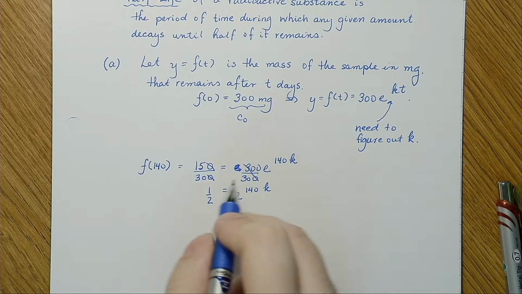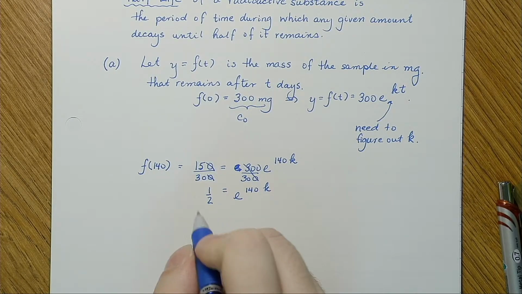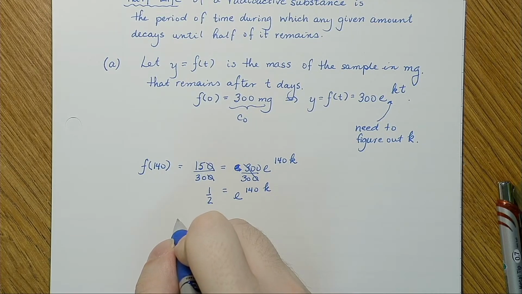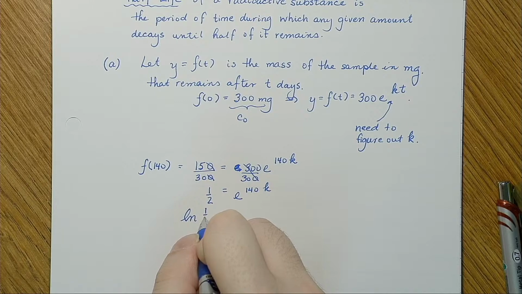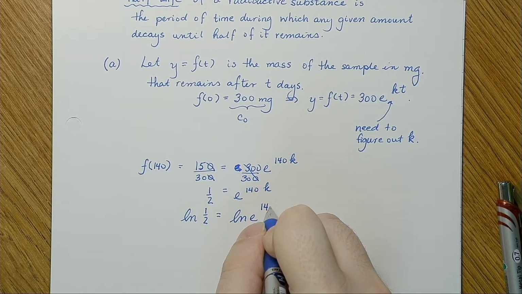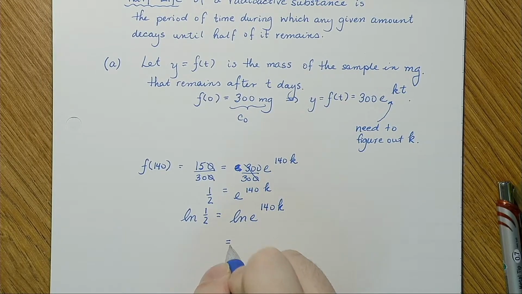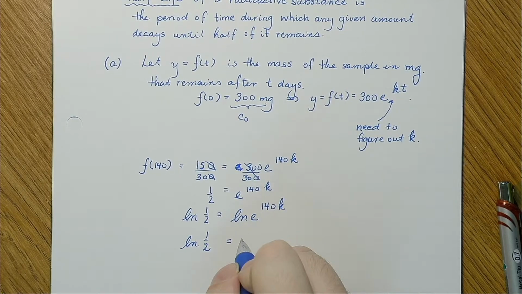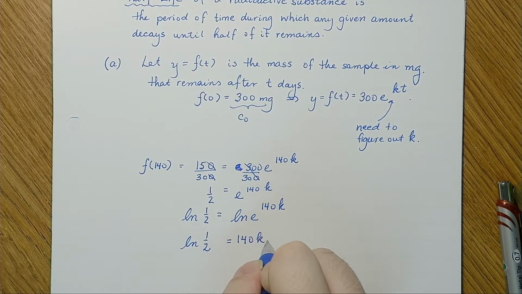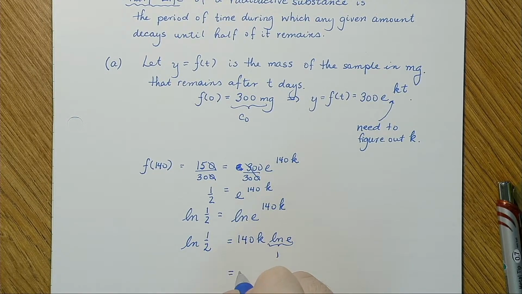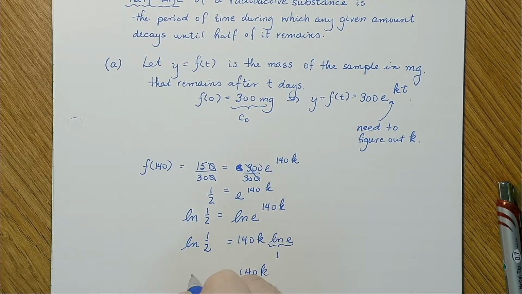And then I do the same thing. I have to solve for this. So to solve for that, I'm going to apply the logarithm. So I do ln of 1/2 is equal to ln of e to the 140k. And I can bring that down front, so I have 140k ln e. Again, that's 1. So I'm left with 140k equals ln of 1/2.